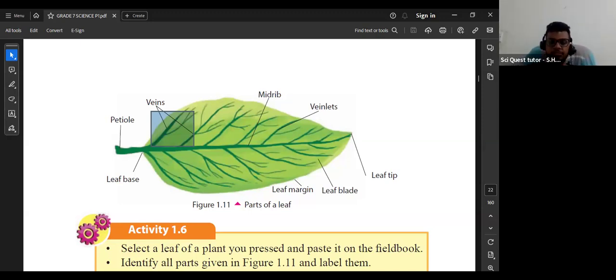Yes. Let's start now. The question: what is the main function of a leaf? Just send it through the chat with the correct spellings.